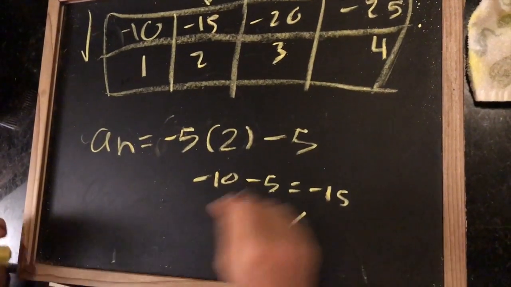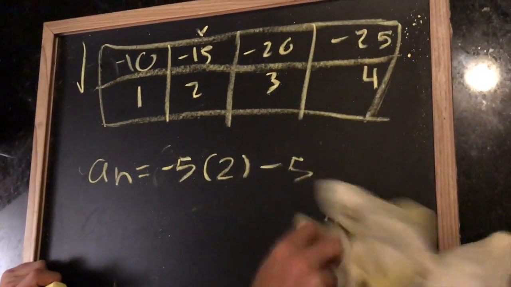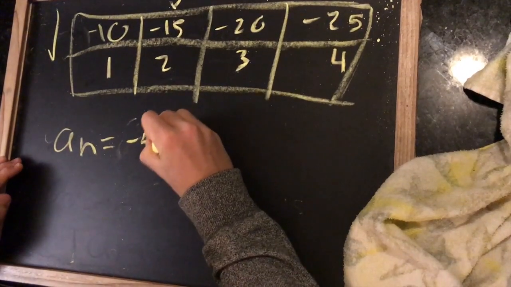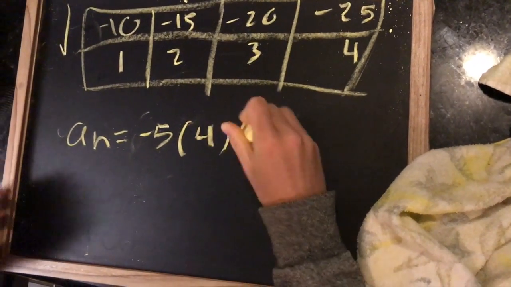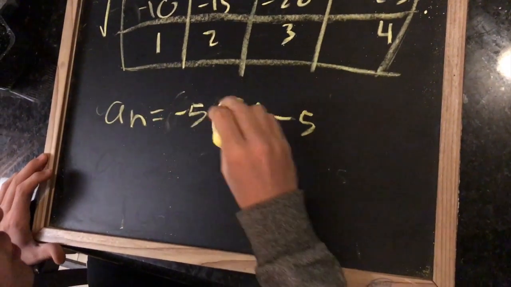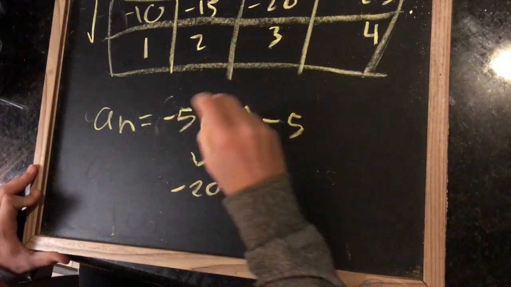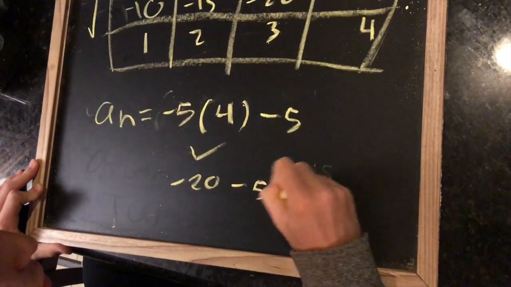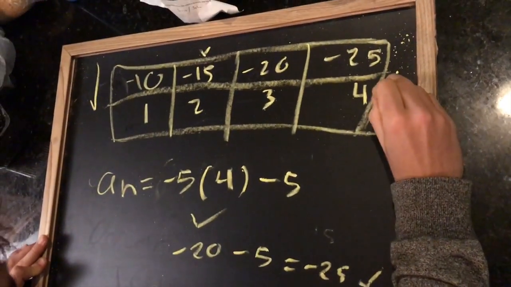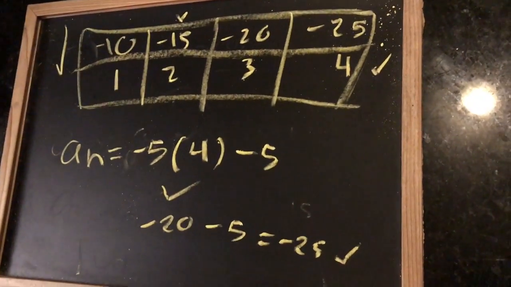Luis, do you think we should double check the fourth term? I don't see why not. Let's go for it. -5 times 4 minus 5 should give us the result -25. -5 times 4 equals -20. -20 minus 5, bring down the 5, equals -25. Check, check. So as you can see, we are absolutely correct about our explicit formula.